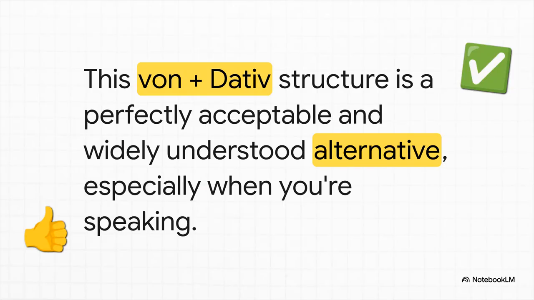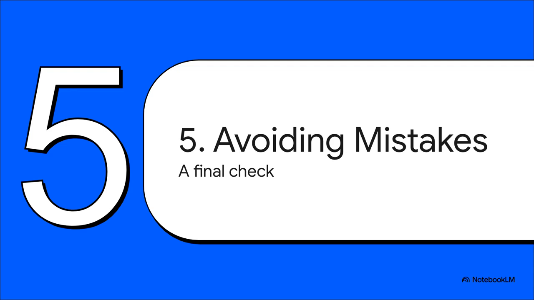And let me be perfectly clear about this. This is not bad German. The von plus dative construction is a completely normal, totally acceptable, and universally understood way to show possession, especially when you're just talking. It is a fantastic tool to have in your back pocket while you get comfortable with the formal genitive. Okay, we've covered the rules, we've covered the shortcuts.